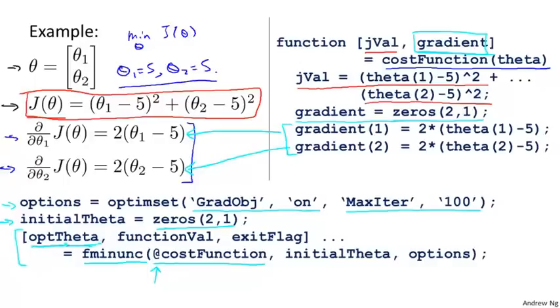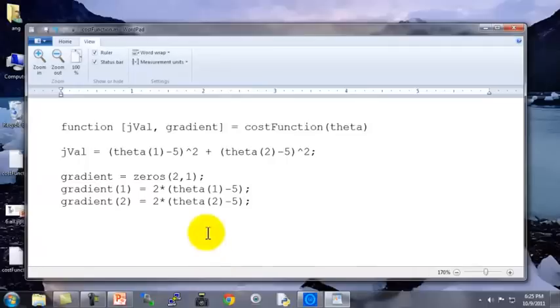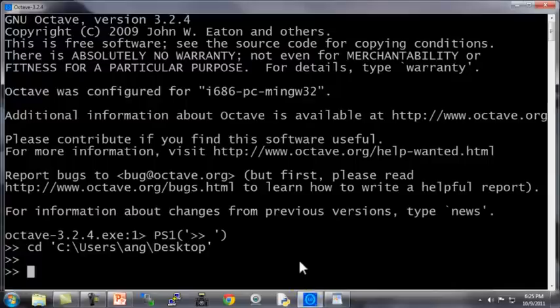Let me actually show you what this looks like in Octave. So I've written this cost function of theta function exactly as we had it on the previous slide. It computes jVal, which is the cost function, and it computes the gradient with the two elements being the partial derivatives of the cost function with respect to the two parameters theta 1 and theta 2. Now let's switch to my Octave window.